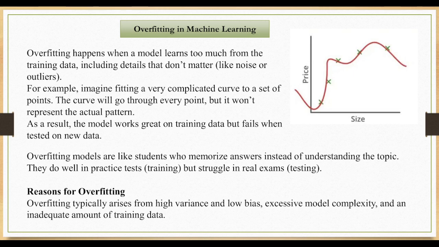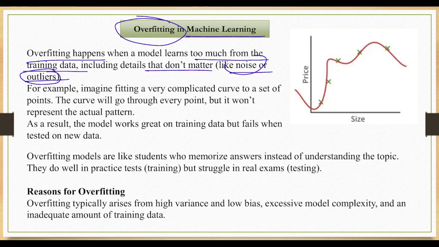Next we have overfitting. What is overfitting in machine learning? Overfitting happens when the model learns too much from the training data, including details that do not matter, for example noise or outliers. We do not expect the model to learn outliers or noise, but it also learns from the noise and the outliers. In this case, it will perform poorly. That is where the overfitting case arises.